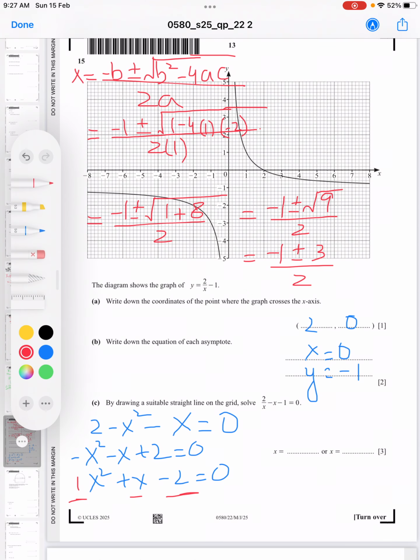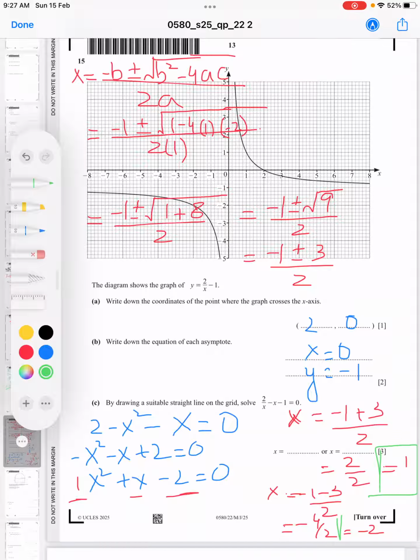Okay, I am writing here, we get x equals minus 1 plus 3 by 2, and it will give you the answer 2 by 2, which is 1. And the other one is x equals minus 1 minus 3 by 2. It will give you the answer minus 4 by 2, that is minus 2. So we get two answers: x equals 1 and x equals minus 2.